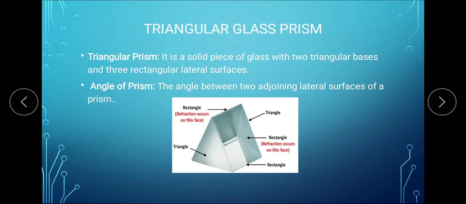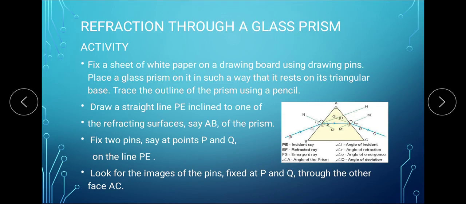Now we will study refraction of light through a triangular glass prism. For this, let us try to understand an activity. We will learn this refraction with the help of an activity. Students, for this activity, we will take a sheet of white paper and fix this sheet of white paper on a drawing board using some drawing pins.